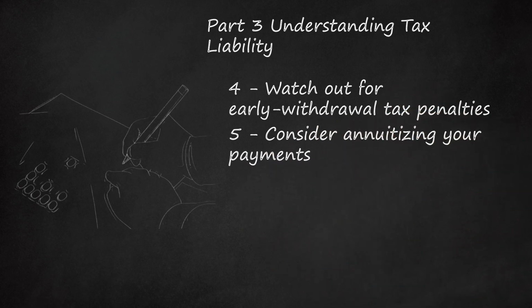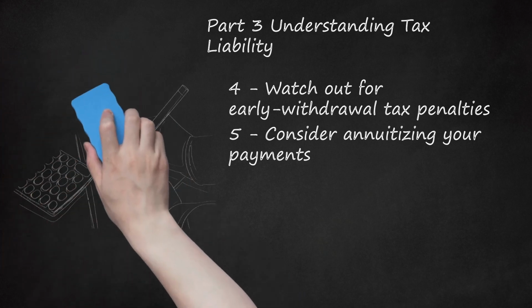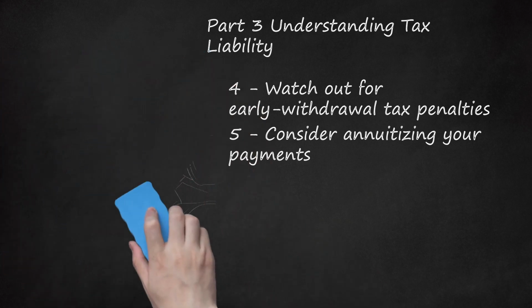5. Consider annuitizing your payments. When you annuitize your non-qualified annuity, part of each distribution will be considered a return of investment and you will not be subject to ordinary income tax. The amount that will be taxable will be determined when you choose to annuitize the annuity. The calculation will be made by your insurance company according to their policies. This can help you spread out your tax liability over the life of your annuity as opposed to paying all the tax upfront.